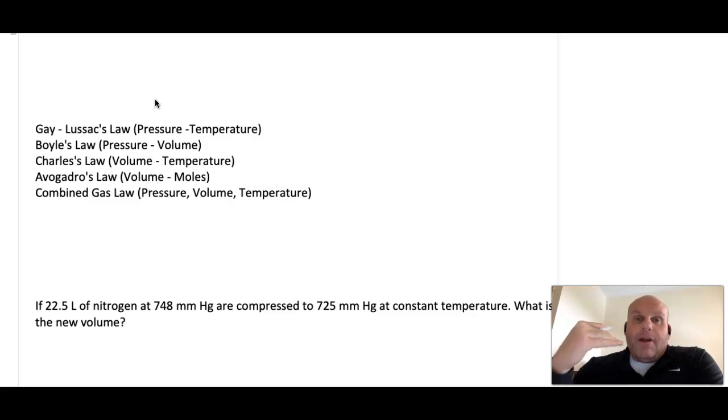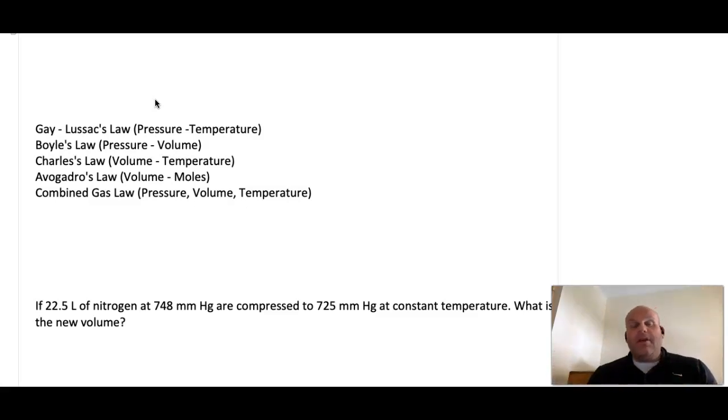If I think about pressure, the collision of the gas particles with the walls of the container, as I increase temperature, those gas particles are going to start moving faster. If the gas particles are moving faster, that means they are going to collide with the walls of the container more frequently and more forcefully, meaning the pressure will increase. So pressure and temperature are directly proportional. As one increases, the other increases. So this is basically how all the gas laws work.